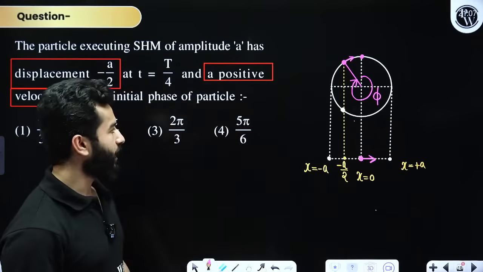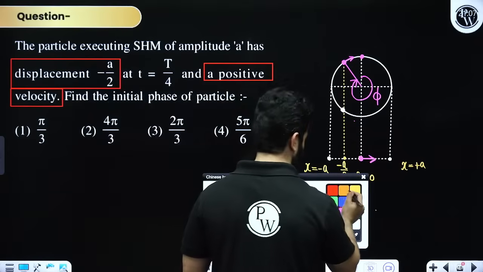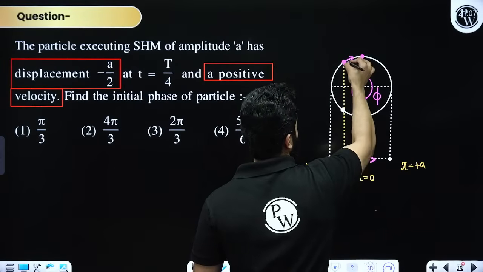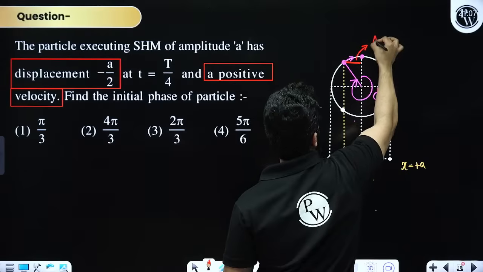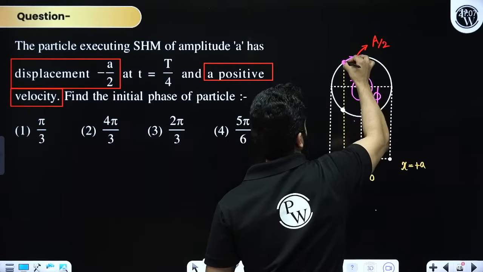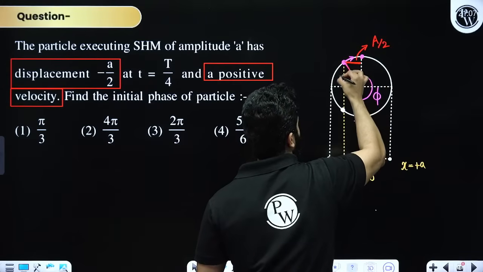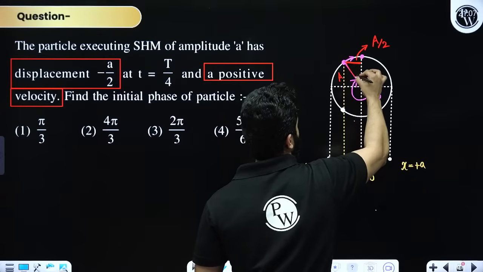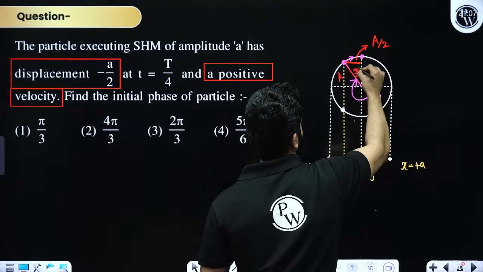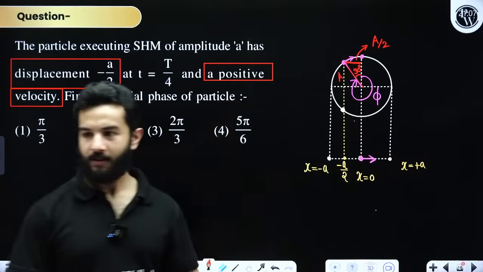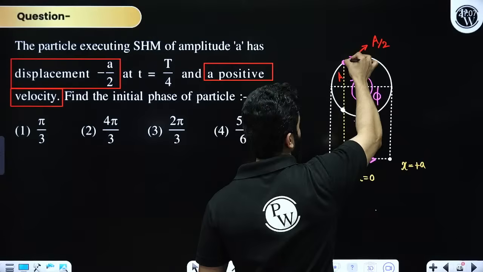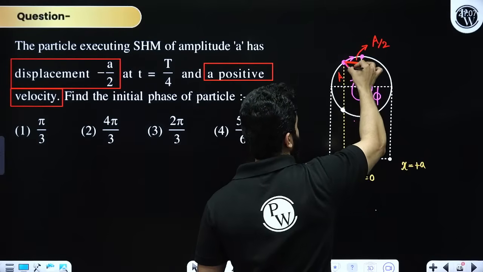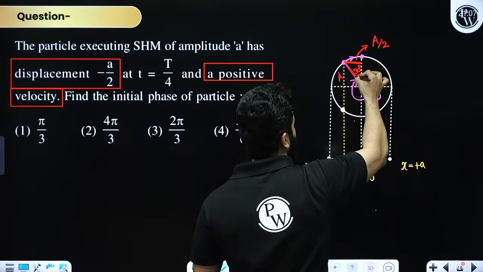How to find that out? I'll tell you. Dekho, this is very simple. We know that this length is a by 2 and this length is a. So this angle will be 30 degree. Is it clear? Sorted, my dear friends? Please see, this length is a by 2, this length is a, so this angle will be 30 degree.